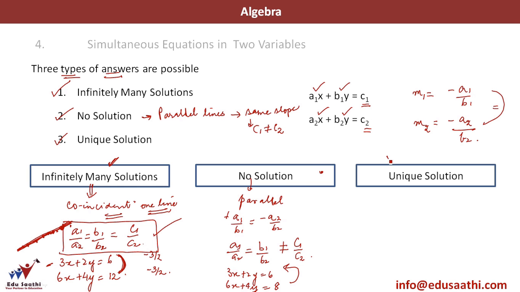And the third is a unique solution. Unique means their slopes are not equal. I'll just cancel the minus sign and rearrange the terms.